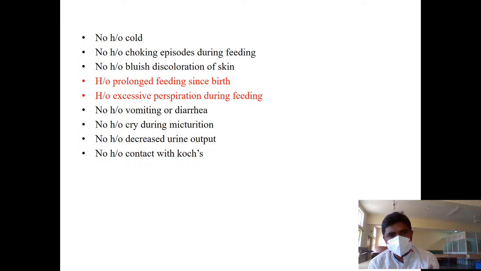You need to ask, and for that you will ask history of diarrhea or vomiting, history of cry during micturition, and no history of decreased urine output. So this is also an important point in terms of a cardiac problem. Those who are having a severe cardiac failure can end up having a decreased urine output. So you need to give importance to this particular symptom as well. No history of decreased urine output.